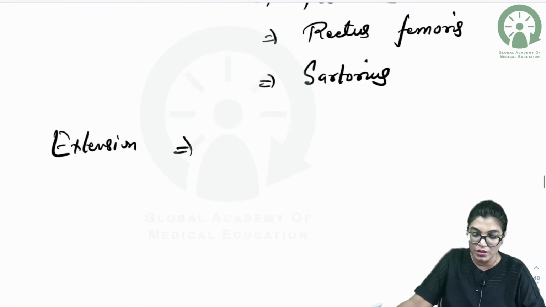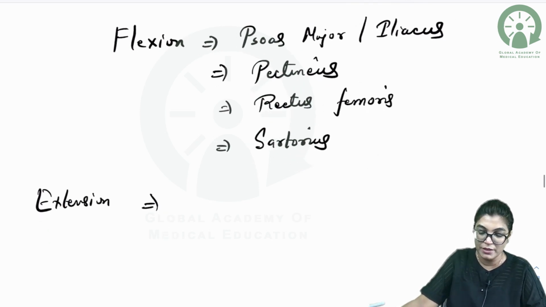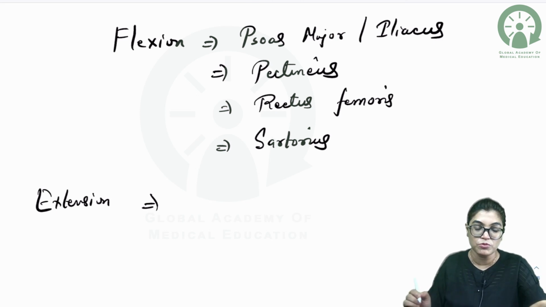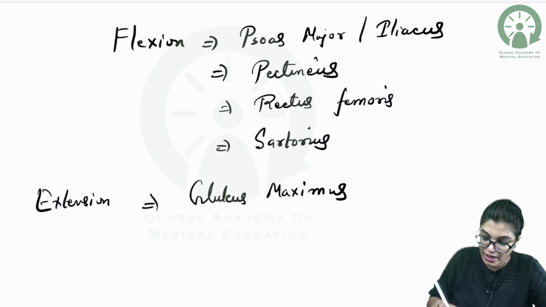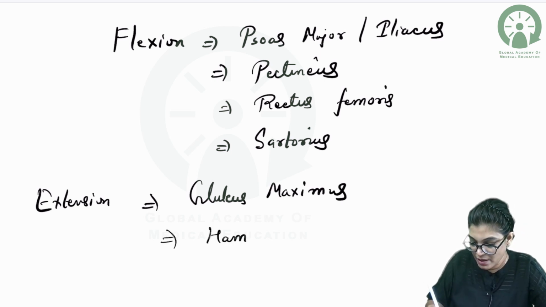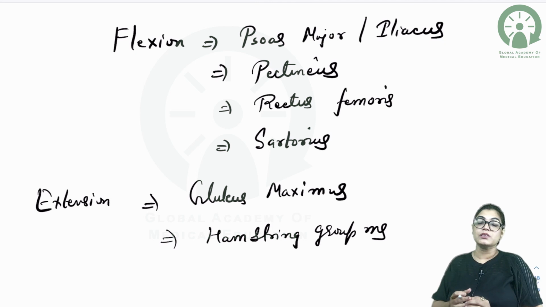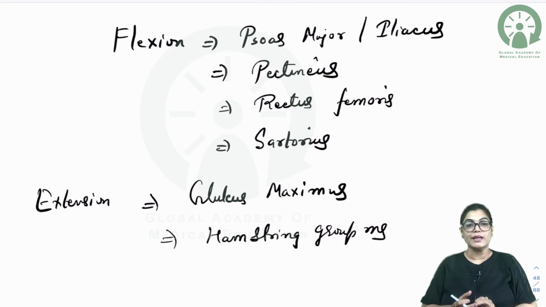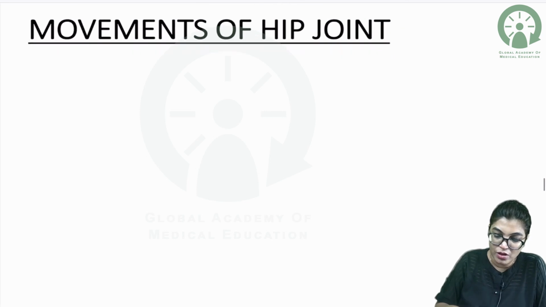We have already talked about flexion. Let's talk about the extension of the hip joint. Extensors of the hip joint are the following. It is done by gluteus maximus muscle and the hamstring group of muscle. I know that hamstring group of muscle is already known to you. We have got semitendinosus, semimembranosus, long head of biceps and ischial head of adductor magnus muscle.